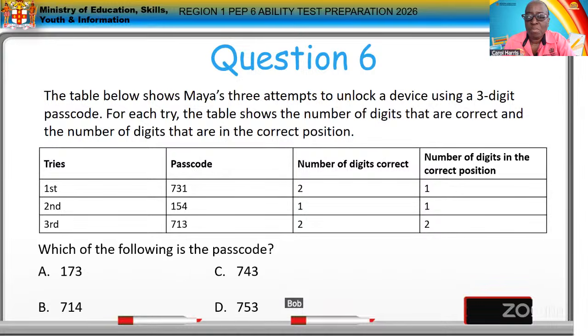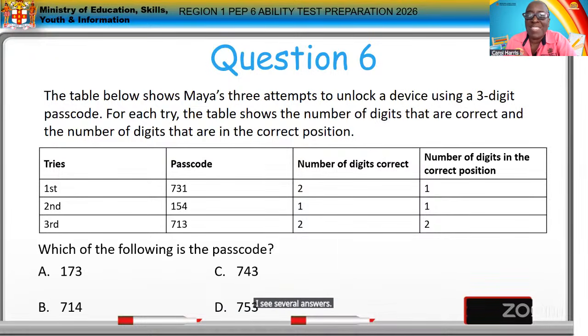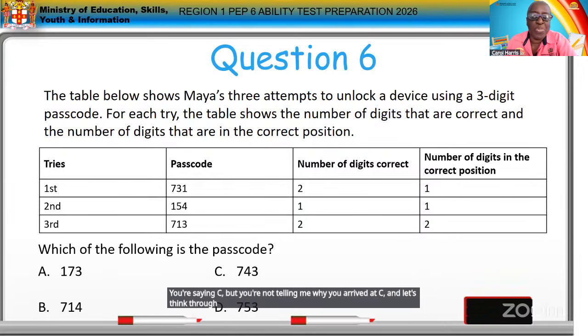Miss, the answer is C. C. Okay, you think it's C, all right? Tell me how you arrived at your C. You need to take time. Just tell me the answer C now. Remember, students, once you tell me an answer, you need to be prepared to say why you have that answer. How did you arrive at that answer? I see several answers, several having D in. You're saying C, but you're not telling me why you arrived at C, and let's think through whether we agree with you that C is our correct option, that C is the passcode.